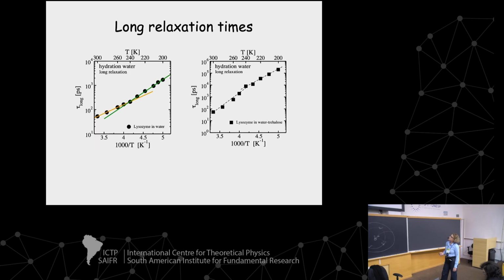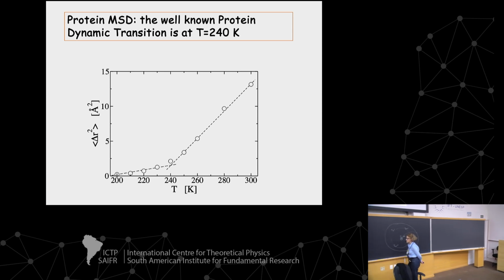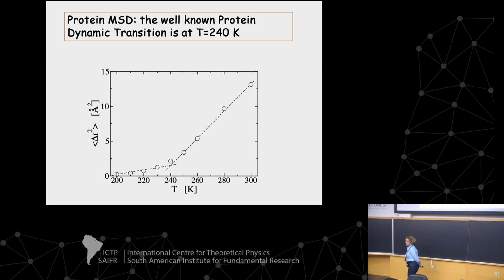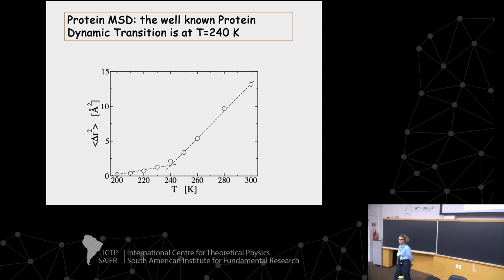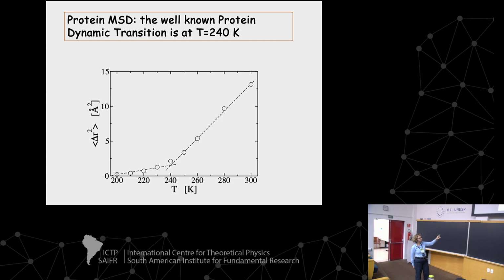And this crossover is tied to a famous crossover that proteins have, the protein dynamical transition. Experimentalists observed that when you hydrate a protein and calculate the movement of the atoms of the protein, the Debye-Waller factor, of atoms that do not diffuse but vibrate because they are attached to the protein, you see that if it is hydrated, until a certain temperature they do not move very much.